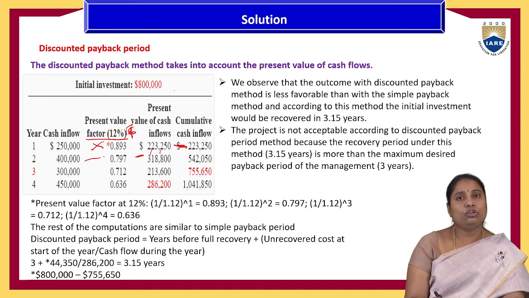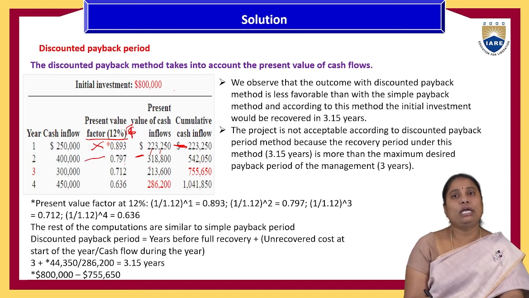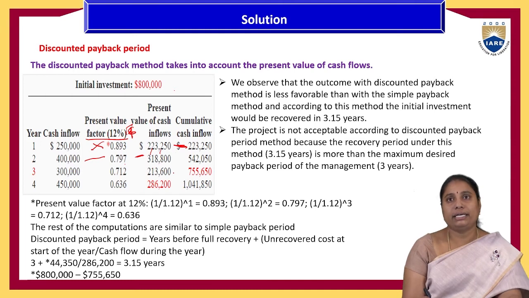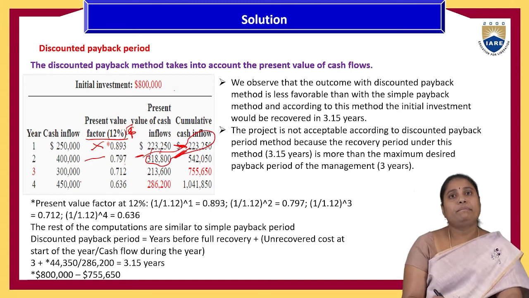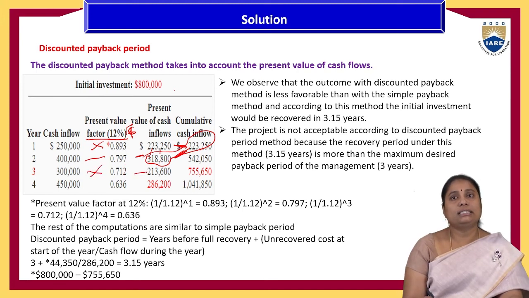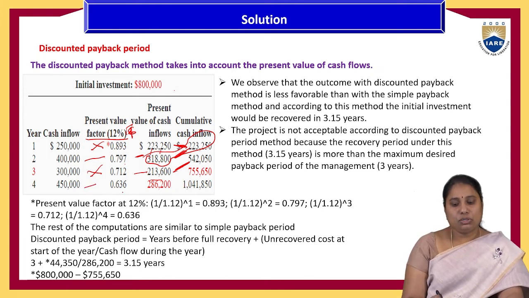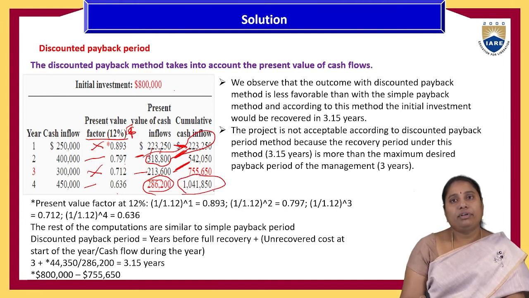Second year, 4 lakhs you are going to get, and if you multiply the PV factor, its value is reduced to 3,18,800, and cumulatively if we add these two numbers, it is $5,42,050. Then third year 3 lakhs with the multiplication of this PV factor, we get $2,13,600, and cumulatively these two values are $7,55,650. And the same with 4,50,000 and 0.636, it's 2,86,200, and cumulatively 10,41,850 they are going to get.